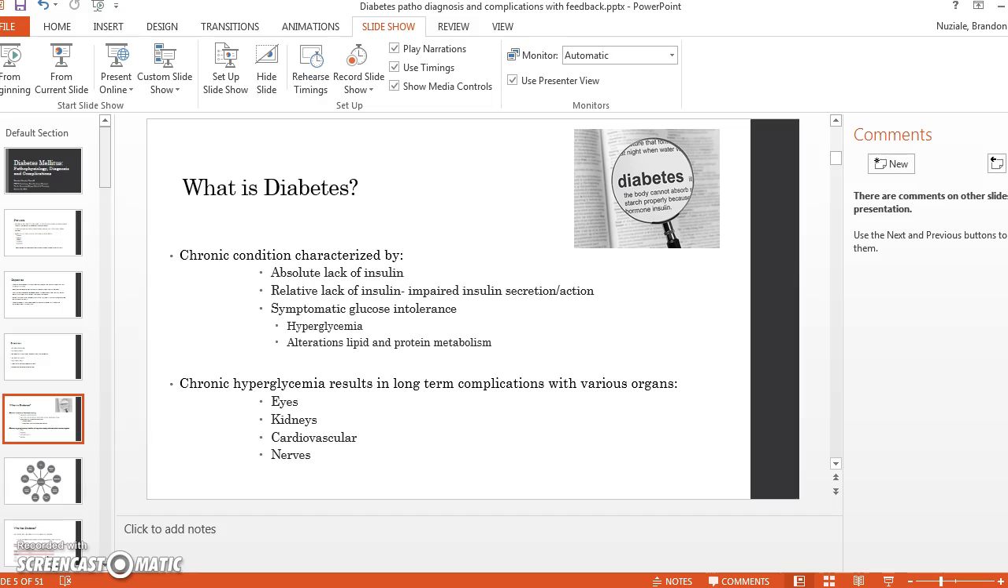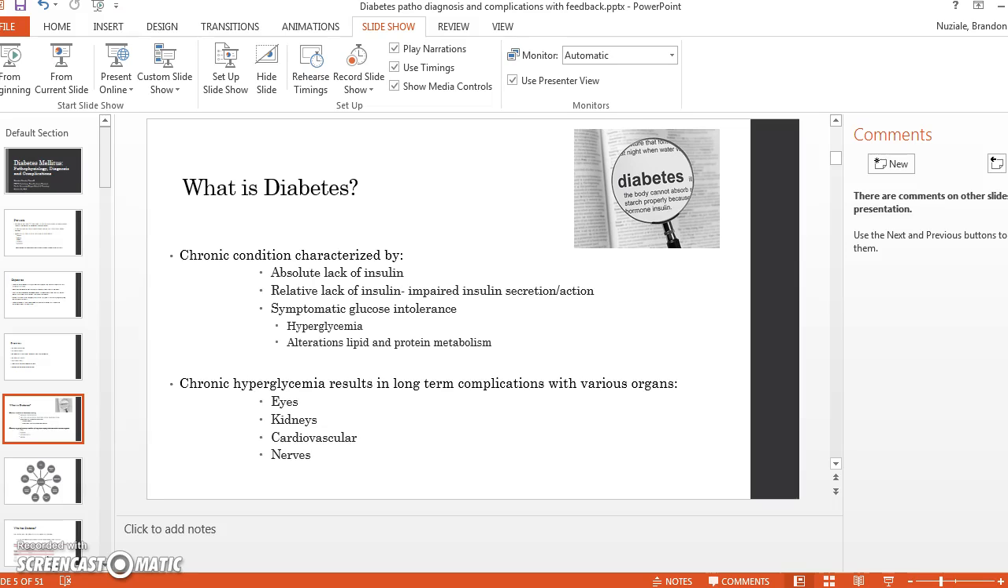So first, what is diabetes? Diabetes we know is one of our chronic conditions characterized by an absolute lack of insulin or relative lack of insulin with an impaired insulin secretion and/or action. And we'll get a little bit more into detail about those differences when we start to classify our different types of diabetes. We might also know diabetes as a systemic glucose intolerance, or in other words, a chronic hyperglycemia. And this chronic hyperglycemia can lead to alterations in lipid and protein metabolism.